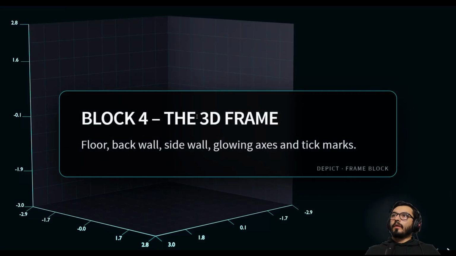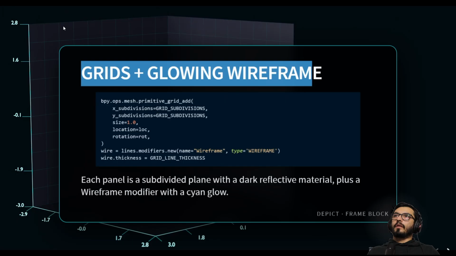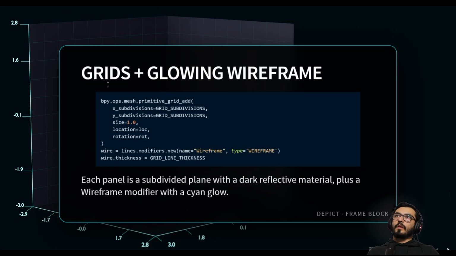Now the fourth block will be the 3D frame, which is what we see here. We have the 3 walls, one set of axes, three axes, and some numbers and some thick ticks that we connect to the numbers up to a certain distance. So the grids and this wireframe will be the grid plus the glowing wireframe.